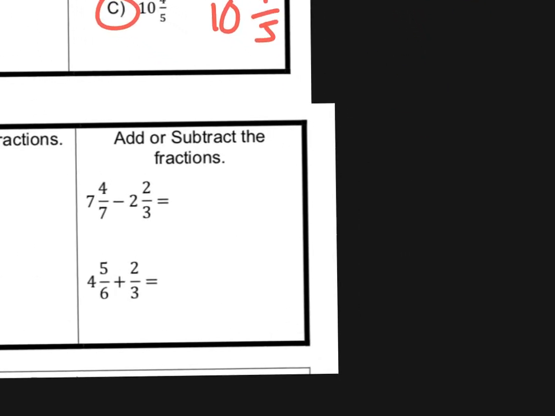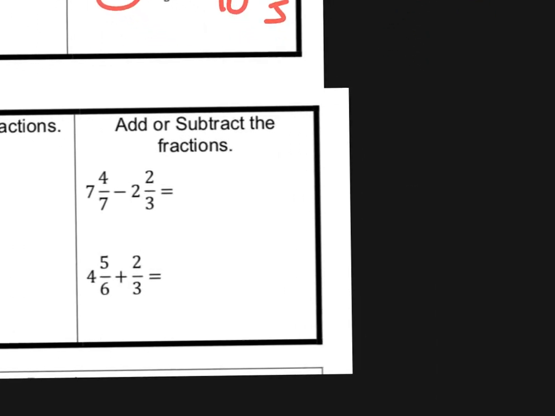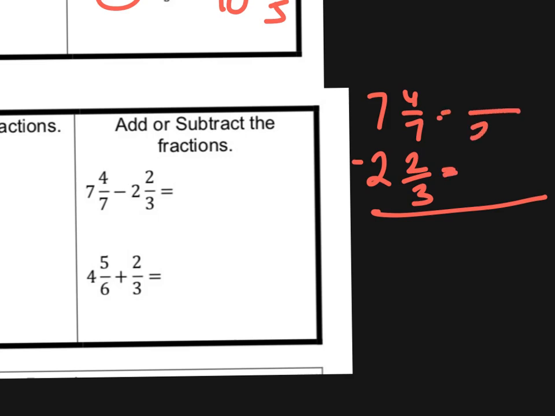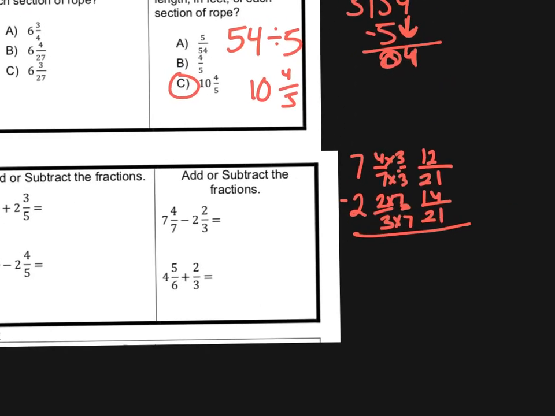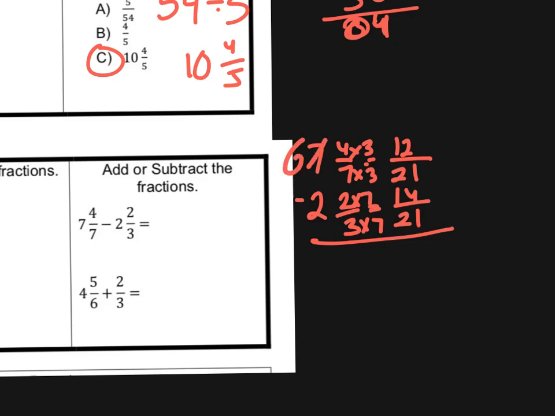For the next one, it says add or subtract. So it'll be 7 and 4/7 minus 2 and 2/3. Of course, we need to get our common denominator of 21 and 21. This is times 3 and times 3, which is 12. This is times 7 and times 7, which is 14. And you cannot do 12 minus 14, so we have to go next door and borrow. So that becomes a 6. This is 21 over 21.